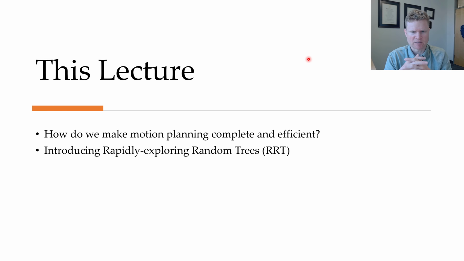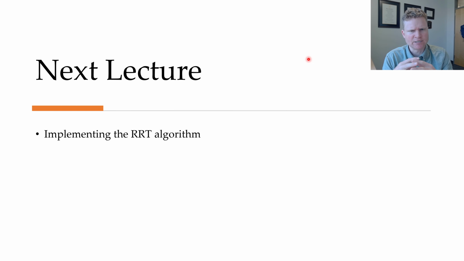Overall, in today's lecture, we've talked about what motion planning needs in order to become complete and efficient. And we discovered that one way to do that is using the rapidly exploring random trees, or RRT. In the next lecture, I want to continue along this theme by giving more details about the RRT algorithm and showing you how you can implement this in practice. So I look forward to seeing you there.